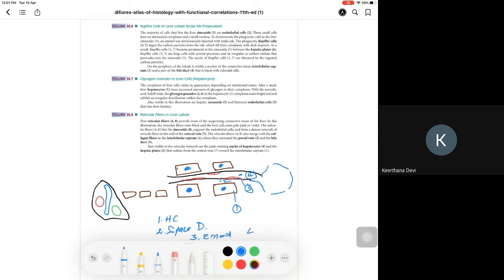So number 4 is sinusoids. These are all the 4 structures you have to remember. Hepatocytes, space of Disse, endothelial cell, basement membrane, first the basement membrane, and then above it is the endothelial cell. So we will put 3A and 3B. 3A will be the basement membrane and 3B will be the endothelial cell. And 4 is the sinusoids.